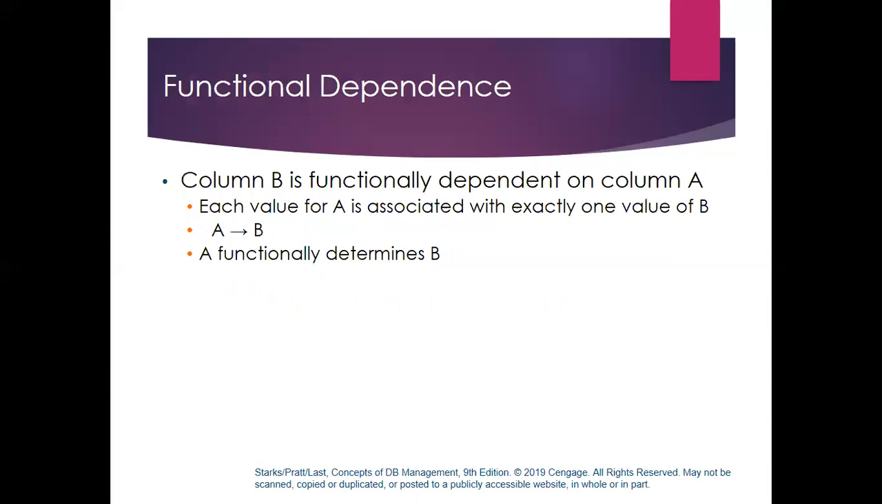What is functional dependence? Two important concepts that are fundamental to understanding the normalization process are functional dependence and keys. Functional dependence simply means one column depends on another. For example, if column B is functionally dependent on column A, then each value for A is associated with exactly one value of B. In other words, A functionally determines B.